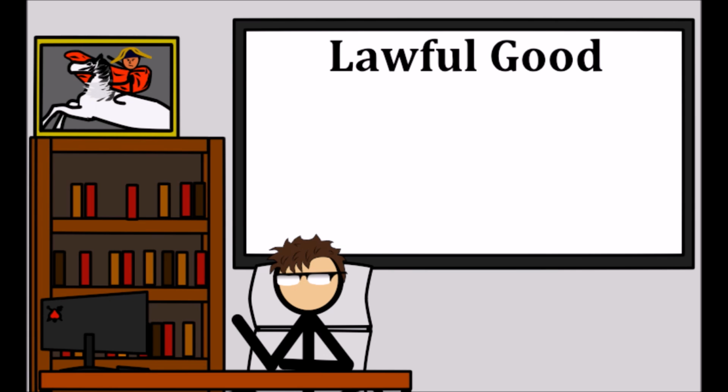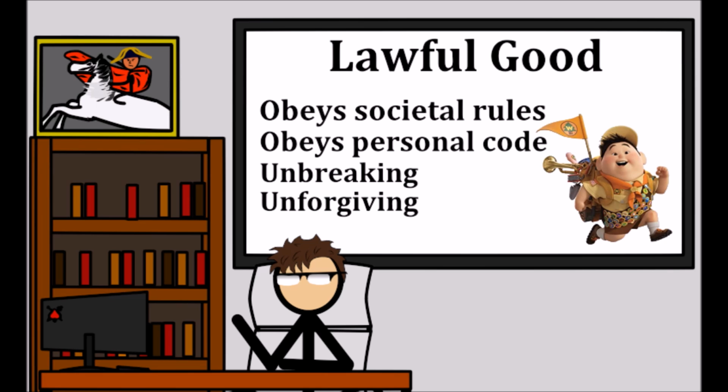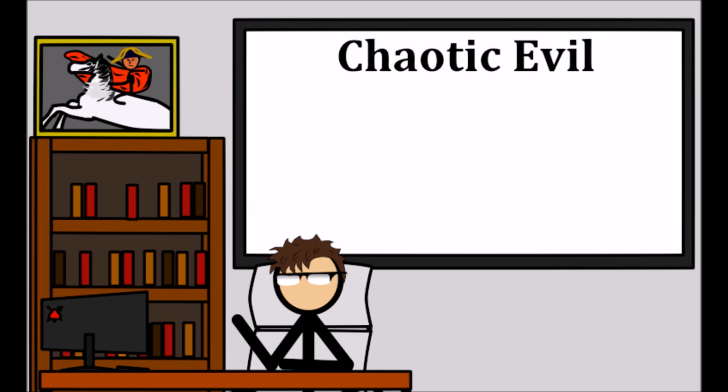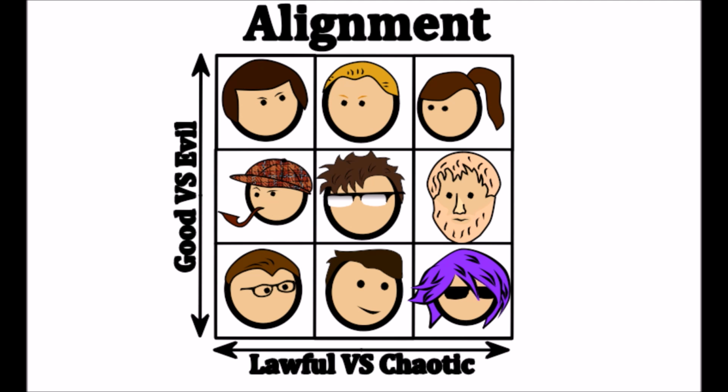A lawful good character is someone who always does right by the law and their own moral code. They are unbreaking and unforgiving. These are your Boy Scouts. Opposite of that, we have chaotic evil. Someone who is evil for evil's sake and cares about nothing else. These are your Jokers. All of your characters will fall somewhere on this graph, and it's important to figure out where they are earlier than later.